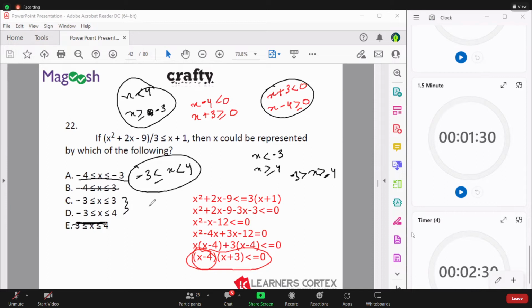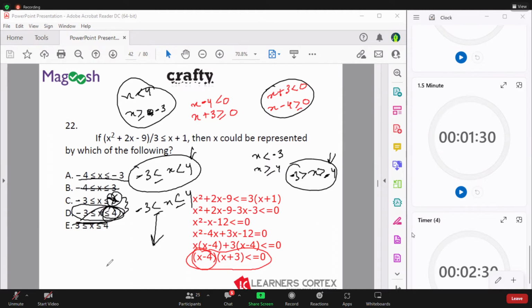Now if you combine these two equations, this will be minus 3 is less than or equal to x, which is less than or equal to 4. So only one option can be this. Anyway, if you see it is 4 here, so this cannot be the answer. It can only be this answer.